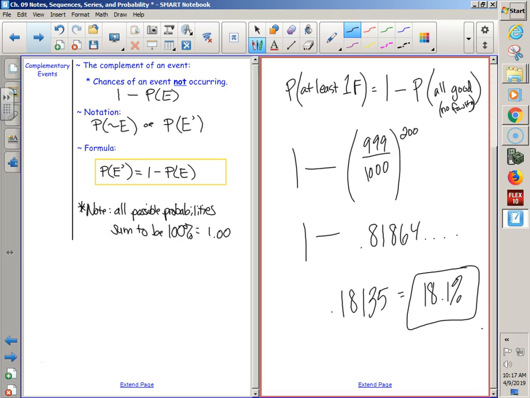But still, there is a chance, and it's much higher than the 0.1% of getting one bad one. 18.1% is a much higher chance of getting a bad one. Yeah.